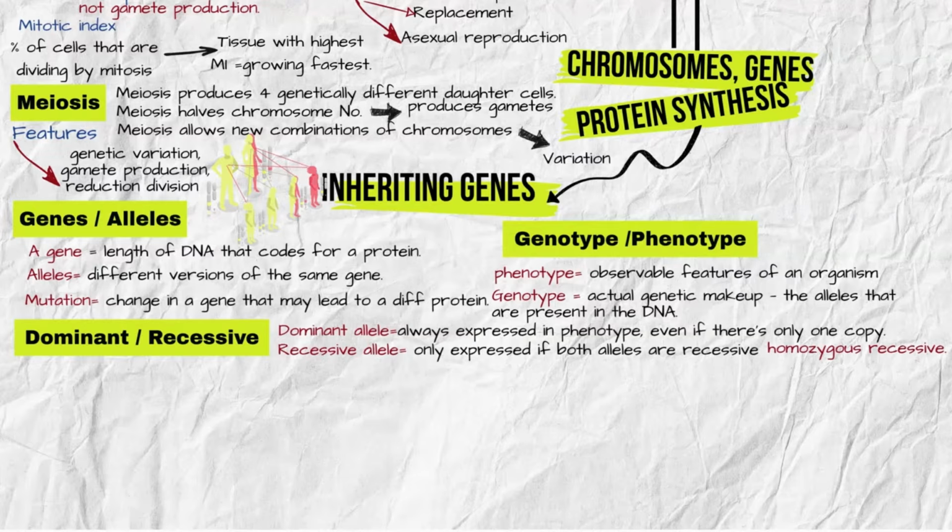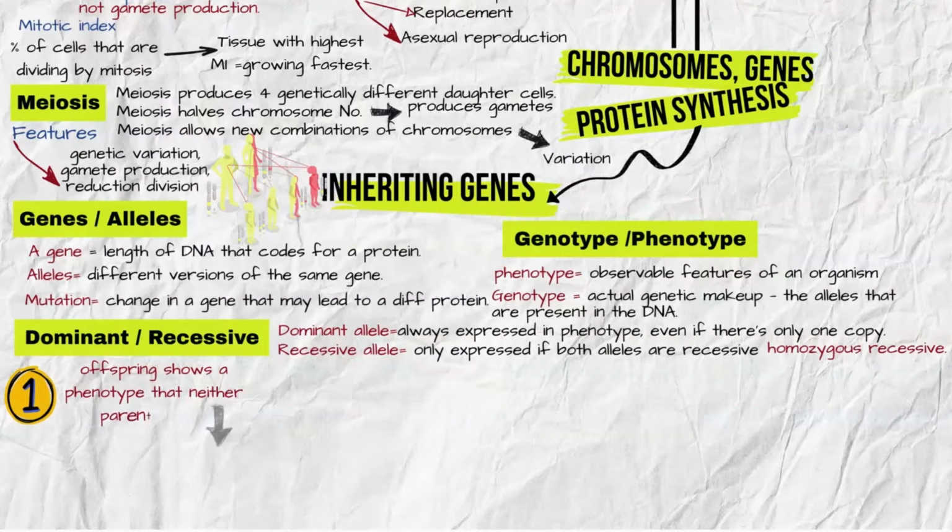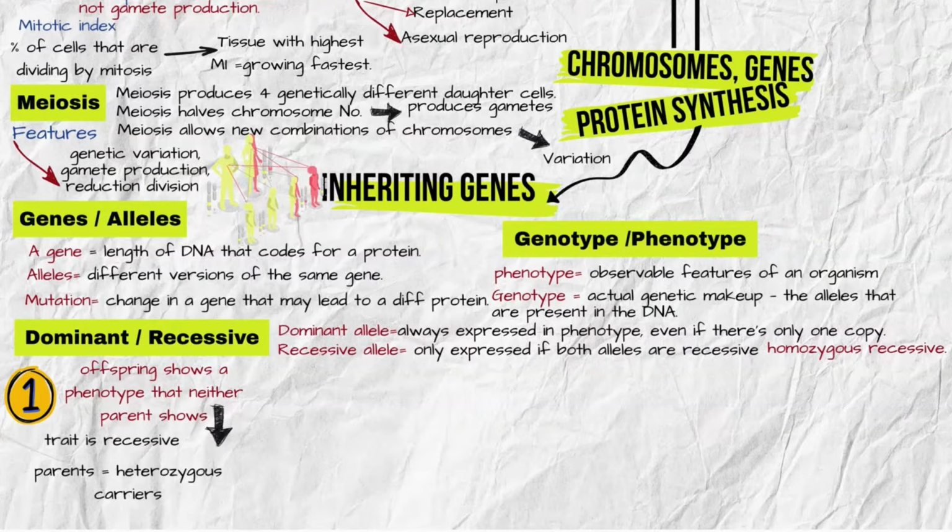In exams, the focus isn't on definitions, but on how these alleles behave in genetic crosses. Most questions fall into one of 4 scenarios. Scenario 1. The offspring shows a phenotype that neither parent shows. This means the trait is recessive, and both parents must be heterozygous carriers. They carry the recessive allele but don't show it themselves. This is a classic example of recessive inheritance.